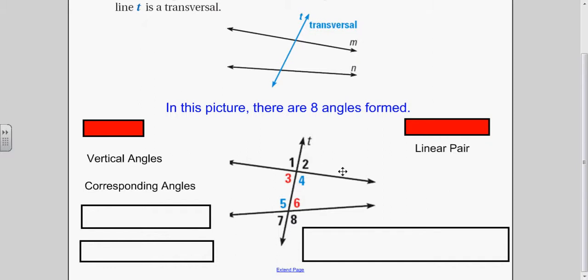Notice that we call them corresponding because they are in the same corresponding position. So 2 and 6 are to the right-hand side of that transversal, and they're also above each of their lines. And then, for example, 3 and 7 are corresponding. Notice they're both on the left-hand side of that transversal, and they are also below their corresponding lines.